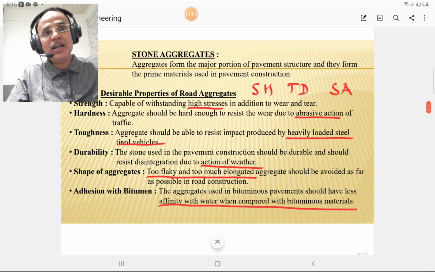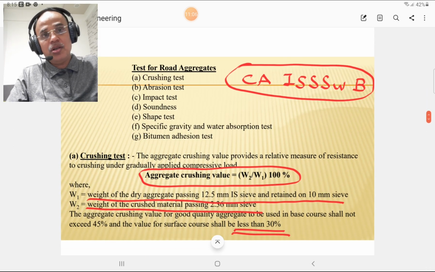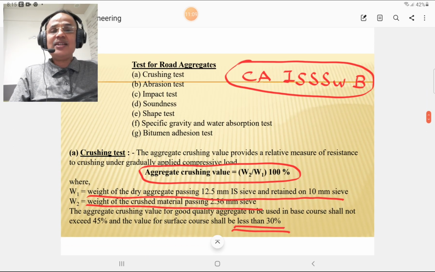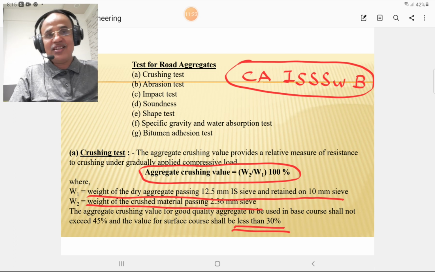And depending upon these desirable properties, the tests conducted on the aggregate are the crushing test, second is the abrasion test, third is the impact test, fourth is the soundness test, then shape test, specific gravity and water absorption test, and bitumen adhesion test. These are the tests depending upon the requisite properties for that aggregate.